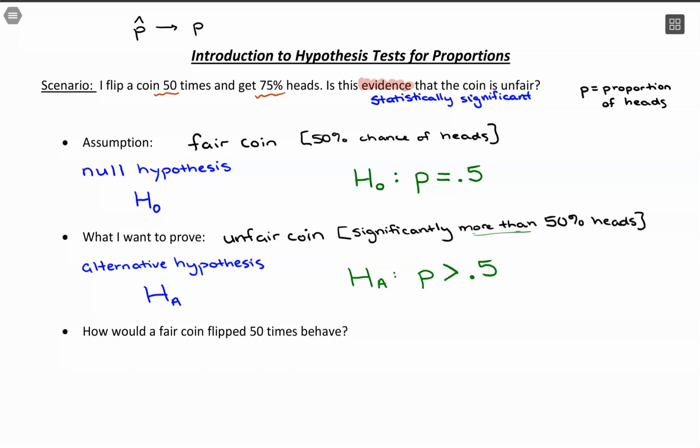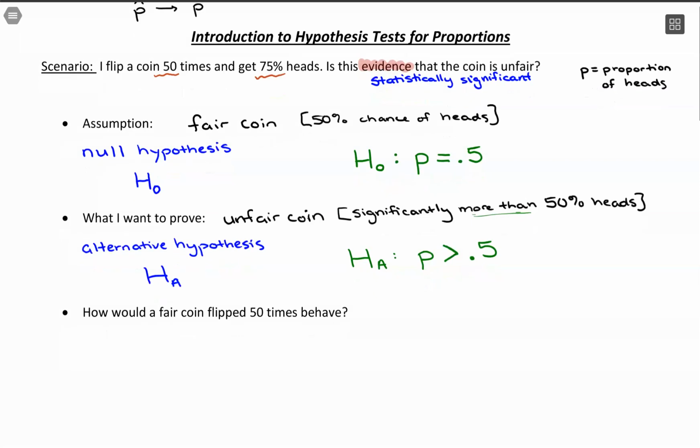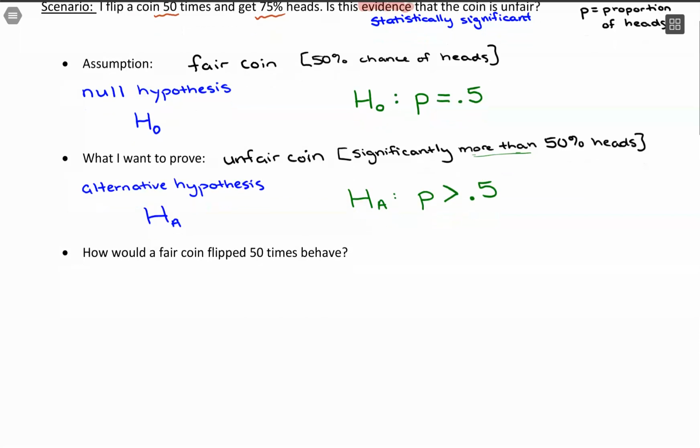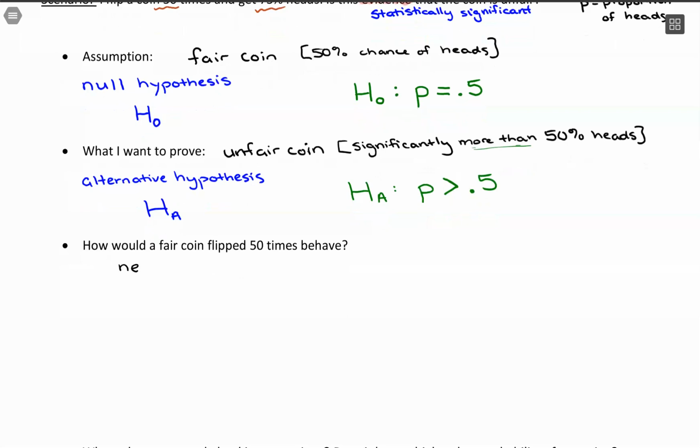All right, so we assume we have a fair coin, but what I want to prove is that the coin is unfair and showing heads more than 50% of the time. So what I need to understand is that if it's a fair coin, if my assumption's true, then if I flip a coin 50 times, how do samples behave? So how would a fair coin flipped 50 times behave? This is where I need a sampling distribution of proportions.